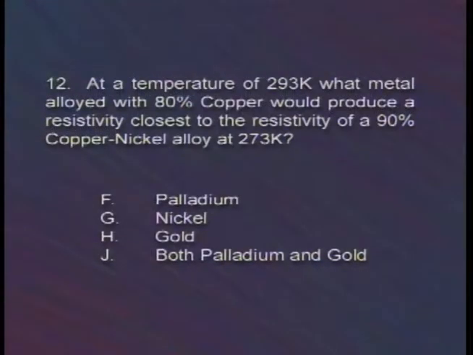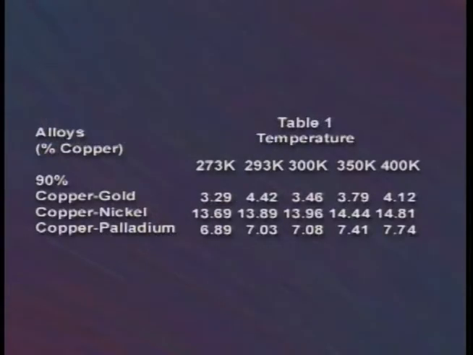Question 12. At a temperature of 293 degrees Kelvin, what metal alloyed with 80% copper would produce a resistivity closest to the resistivity of a 90% copper-nickel alloy at 273 degrees Kelvin? This question requires us to find two pieces of information in the table. First, locate the value of a 90% copper-nickel alloy at 273 degrees Kelvin. From the table, this value is 13.69.